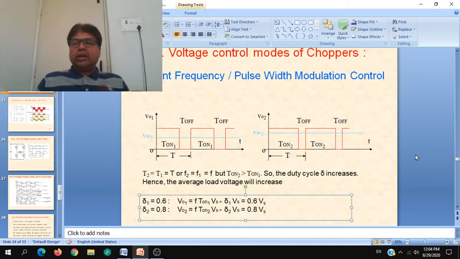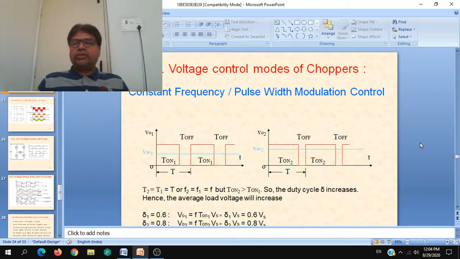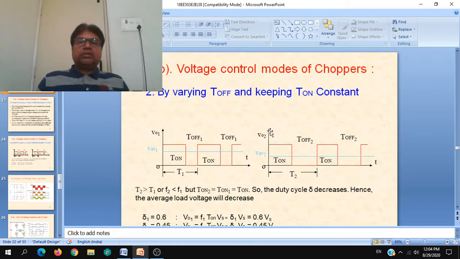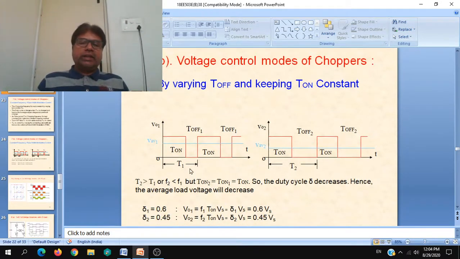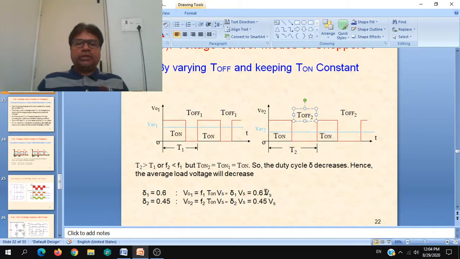This is time period. And this second slide was the other aspect of frequency modulation, where again time period is changed by keeping turn on constant but varying turn off. Again, this is for frequency modulation. This thing also you have to mention. So time period is increased in this case, so frequency is decreased.